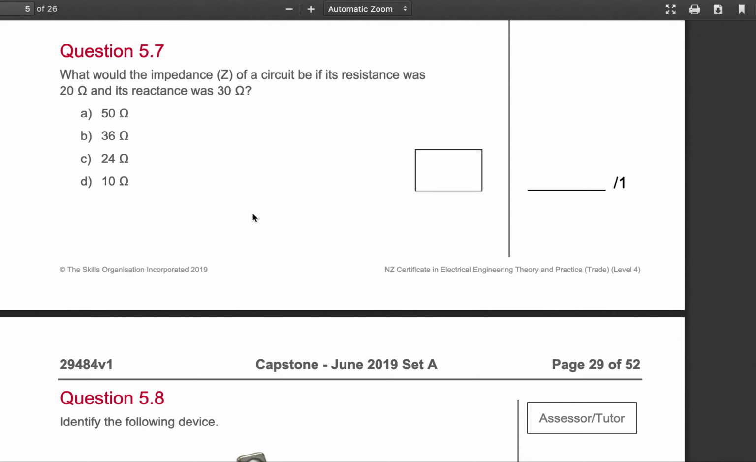Back again, continuing on this module 6, question 5.7. Once again, this is our impedance triangle. So what do we got there? We've got 30 and 20. So you just do your squared: 30 squared plus 20 squared, 900 plus 400, it's going to be the square root of 1300. That's 36.05. There you go, that one there. 36.